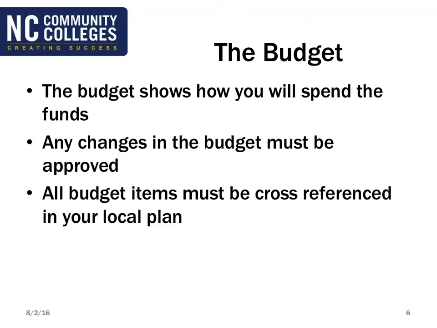A part that is often missed is that your local plan and budget need to be cross-referenced. So if you have items in your budget, they must be in your local plan. So for example, you can't have a piece of equipment or an activity listed in the budget that's not referenced in your local plan document. And we'll show you how to make sure that that happens here in a second.